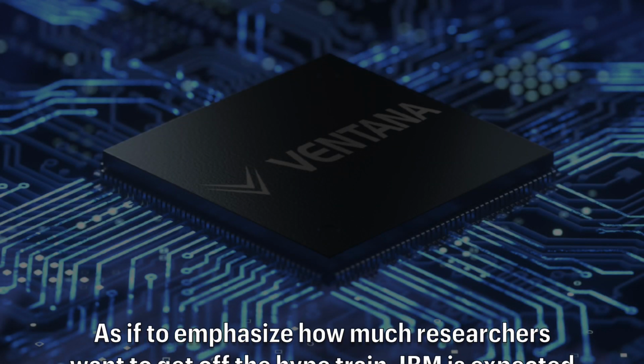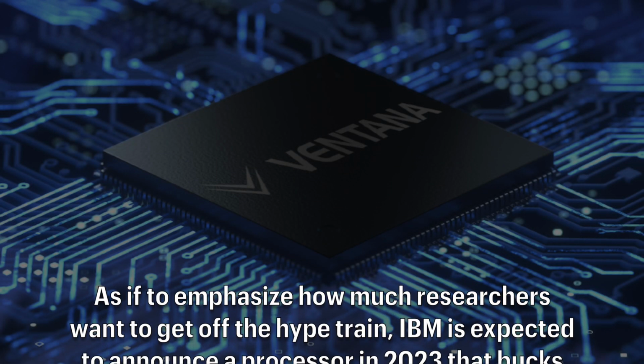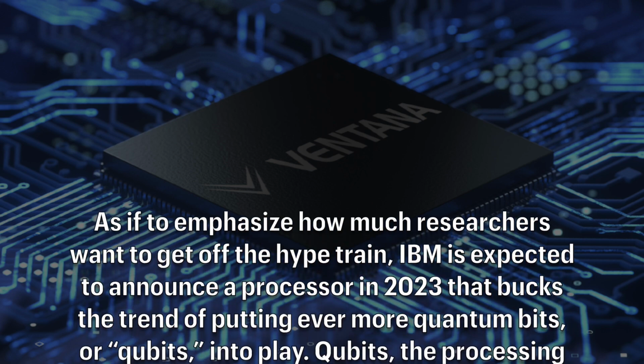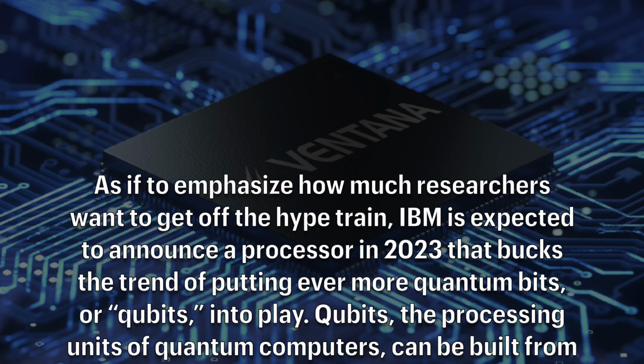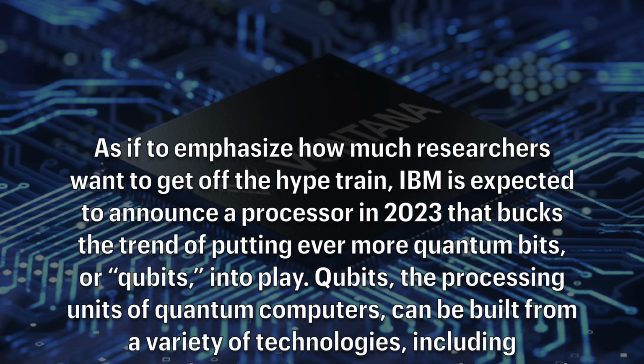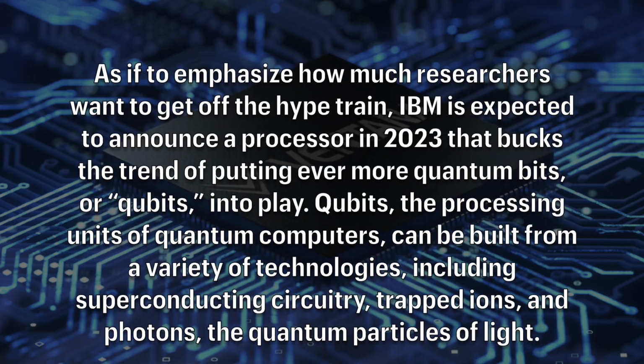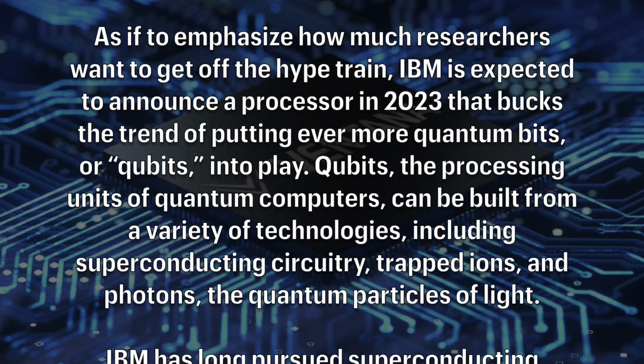As if to emphasize how much researchers want to get off the hype train, IBM is expected to announce a processor in 2023 that bucks the trend of putting ever more quantum bits, or qubits, into play. Qubits, the processing units of quantum computers, can be built from a variety of technologies, including superconducting circuitry, trapped ions, and photons, the quantum particles of light.